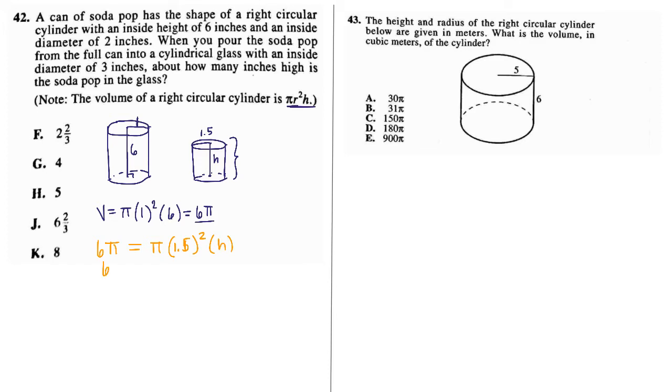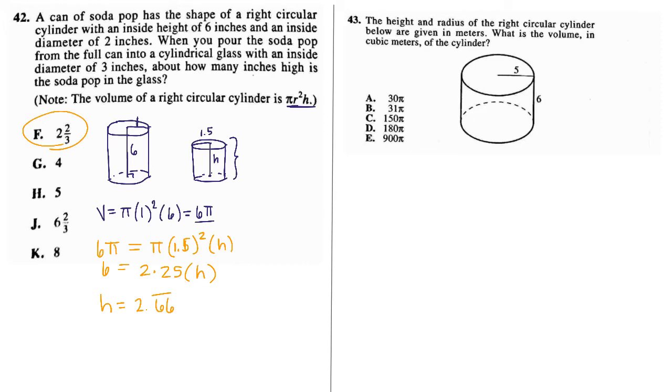So this is going to be, and the pi's will cancel, 6 equals 2.25 times h, and so when I divide both sides by 2.25, I find that the height is 2.66 repeating. So really that's probably going to end up being 2 2/3. So that's going to give us answer choice F.